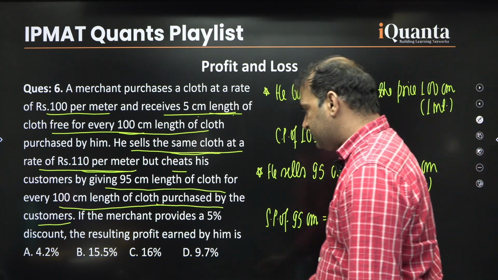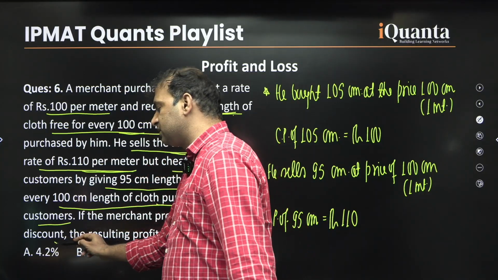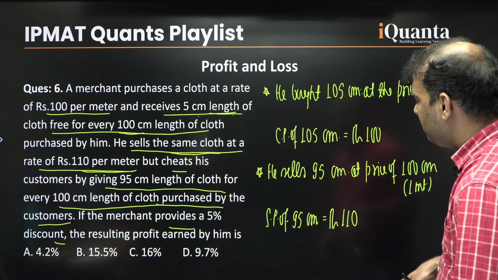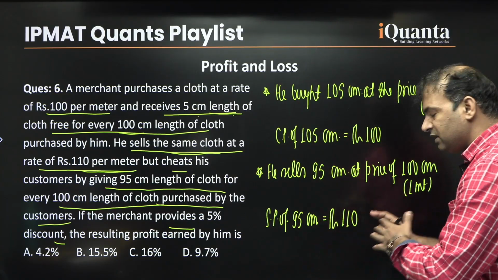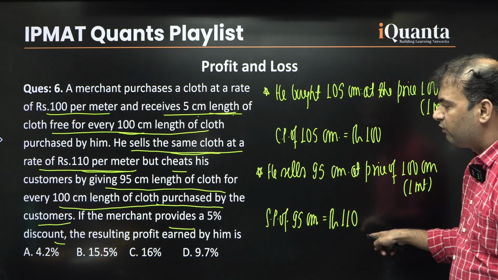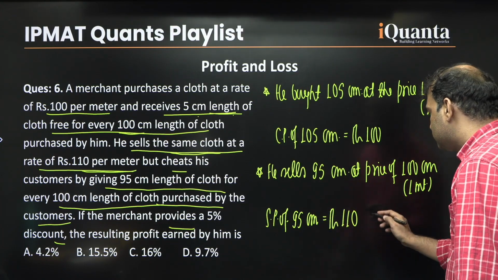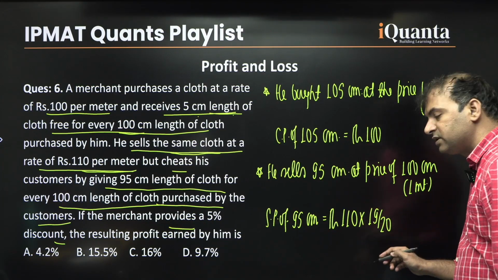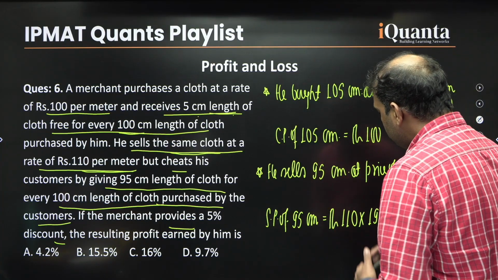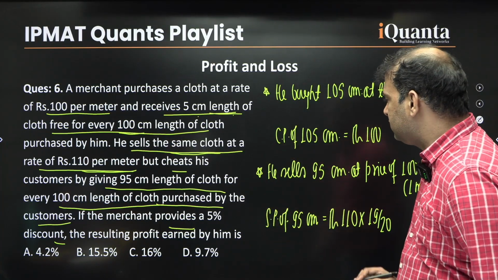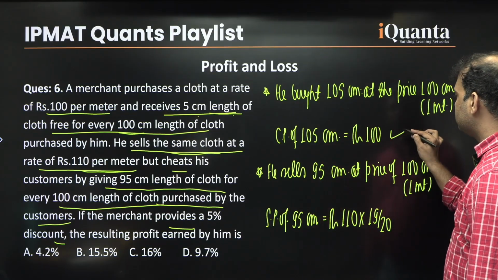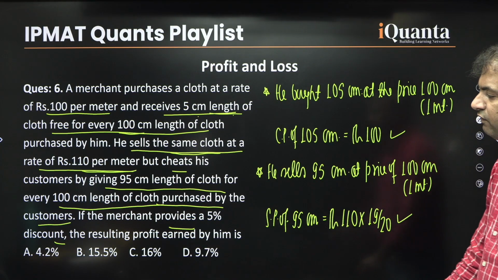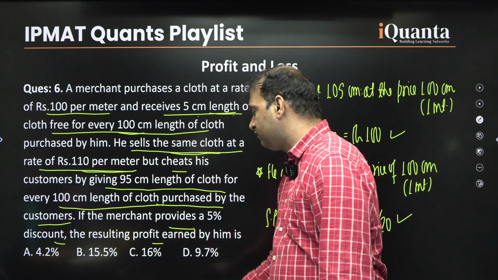And one more thing guys, he also provides a 5% discount. So his selling price of 95 centimeter in real is not 110. He will also provide 5% discount on this. So 5% discount, we can say what? Decreasing by 5%, which is 1 by 20, so it should be 19 by 20. So finally we got the data that cost price of 105 centimeter is this, and selling price of 95 centimeter is this, and we have to find the resulting profit percentage earned.